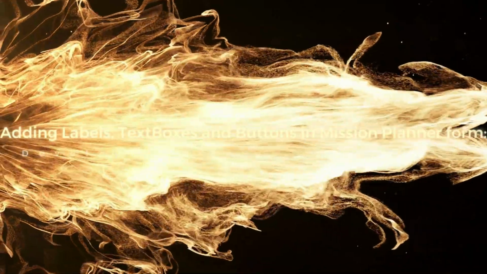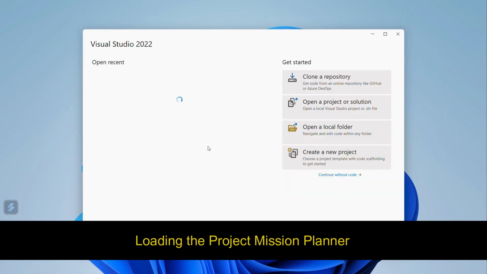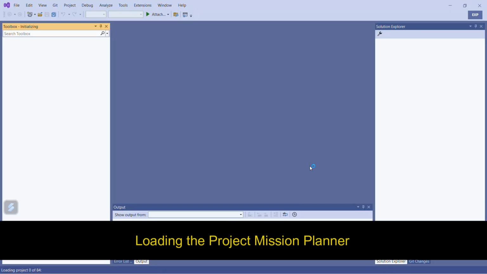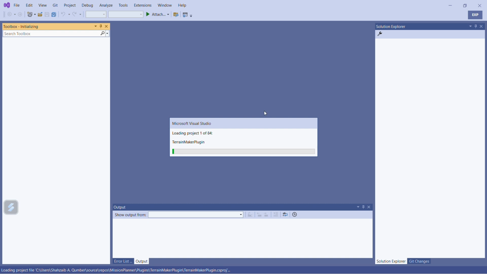Today I'm going to teach you how to add labels, text box and button in Mission Planner. It is a very necessary practice to learn about them and also to know how they work. So first of all, we are going to load the Mission Planner project. After that, we are going to create a complete form containing a label, text box and buttons.